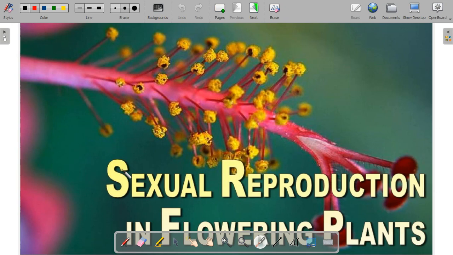We'll start a revision of the second chapter. In the second chapter we have seen till about the andrecium and the gynecium, focusing on the structure, and on the events of microsporogenesis and pollen grain formation till their development, and we saw megasporogenesis until the embryo sac development. Is there any doubt in it, children? No, sir.